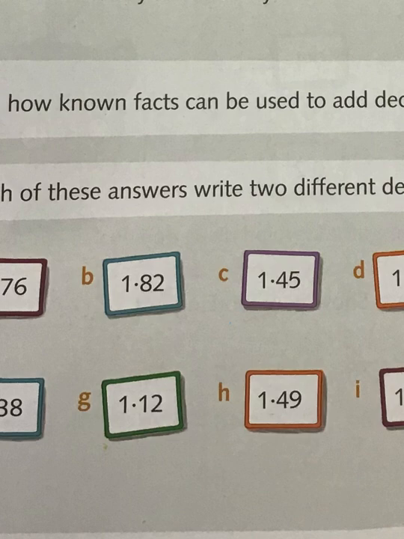Challenge 3, question 1. You've got to think a little bit about the theory here. It says explain how known facts can be used to add decimals. Well, we knew that 4 and 9 made 13, so we were able to add 0.04 and 0.09. Explain how that's helpful. Then for question 2, it says for each of these answers write two different decimal additions.